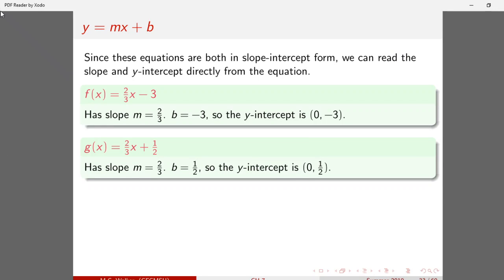So since these equations are both in slope-intercept form, we can read the slope and y-intercept directly from the equation. F of x is 2/3 x minus 3, has slope m equals 2/3. B right here is negative 3, so the y-intercept is 0, negative 3. In g, it has slope 2/3, m equals 2/3, and in this case, b is equal to 1/2, so the y-intercept is 0, 1/2.